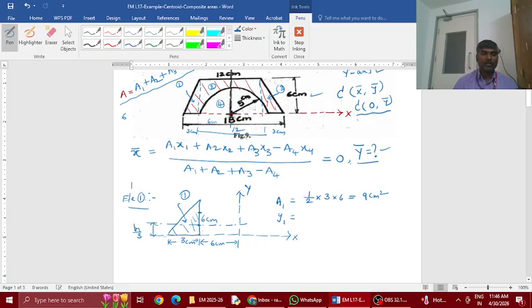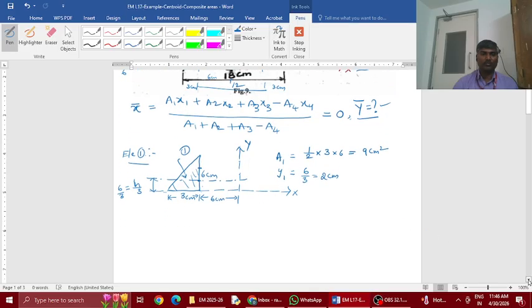H by 3 from the base. So which means 6 by 3, so 2 centimeters. So this is y1. Similarly, you write the other properties also.